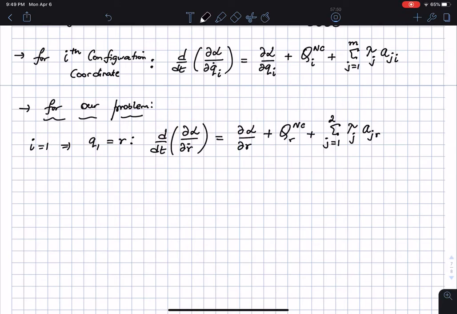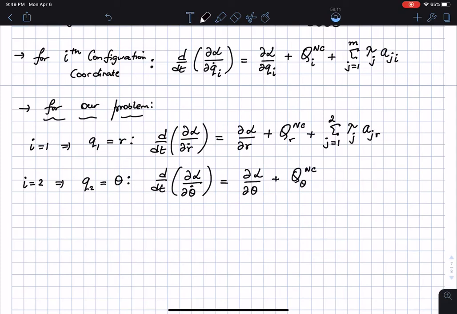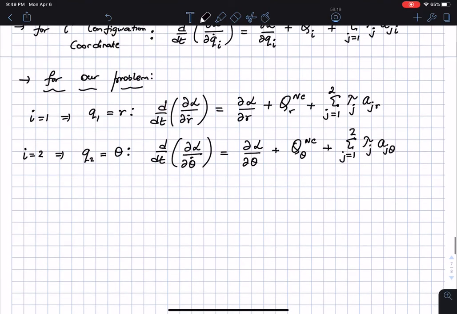Okay, then i equals 2, which implies that q2 is equal to theta. I have d by dt dL by d theta dot, which is equal to dL by d theta plus Q_theta non-conservative plus summation j equals 1 to 2 lambda_j a_j theta.